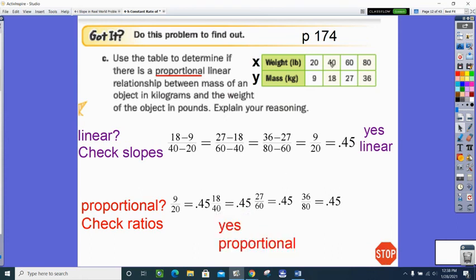So if we graph these 4 points, they would fall on a line because the slope remains the same. It's a constant rate of change. And we would know they would go through the origin because it's also proportional, because all of the ratios, y divided by x, are the same number.